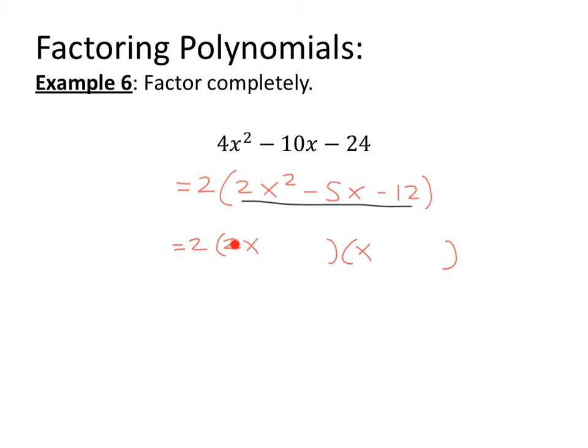And I've got to make sure I incorporate this 2 as I do it when I try to add up to this negative 5. So for negative 12, I could think of 2 times 6. I could think of 12 times 1. I could think of 4 times 3. And so let's just play with it.